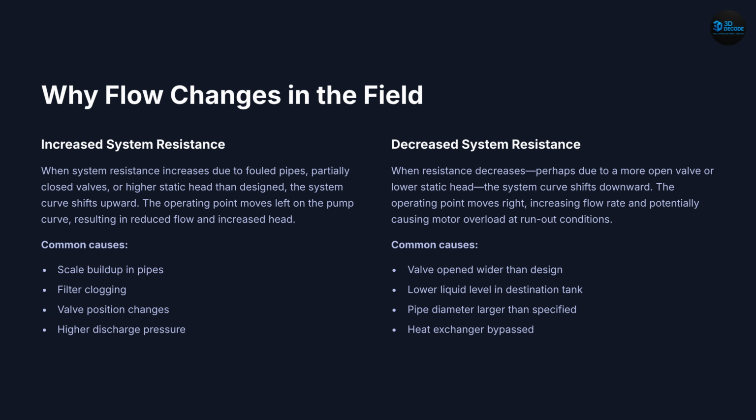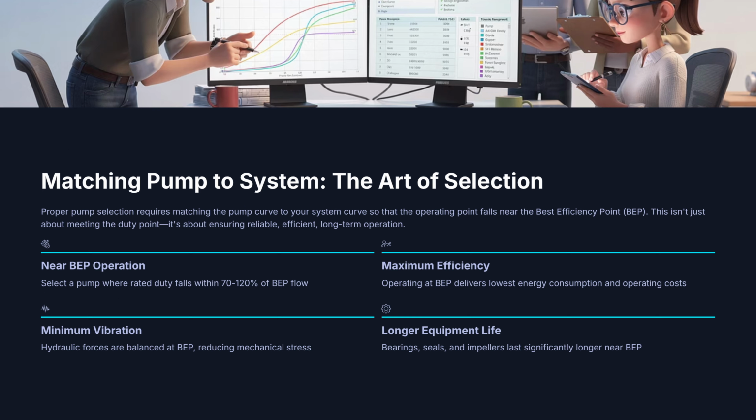Slide 5, why flow changes. If system resistance increases due to fouling, valve closure, or higher pressure, the system curve shifts upward. This moves the operating point to the left, reducing flow. If system resistance decreases, the system curve shifts downward, and the operating point moves to the right, increasing flow. This explains why actual flow changes in real systems.